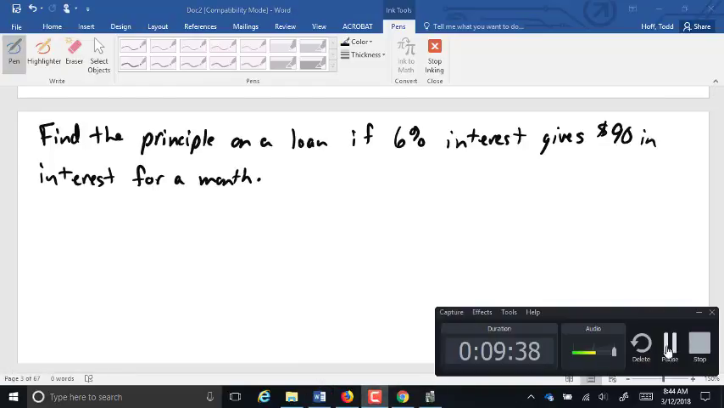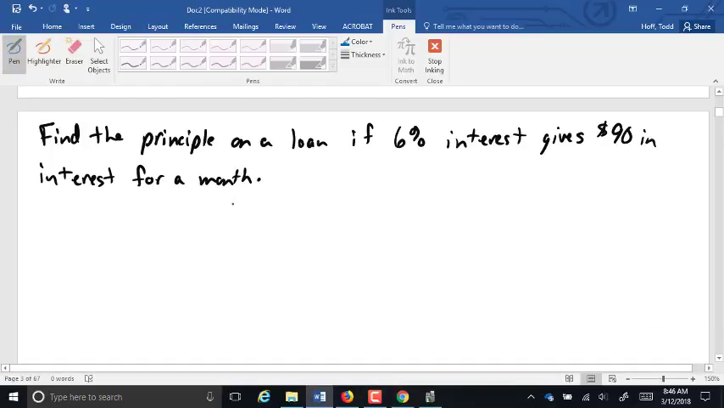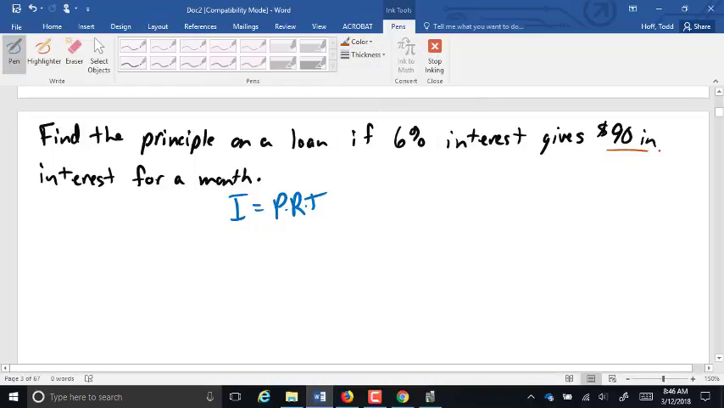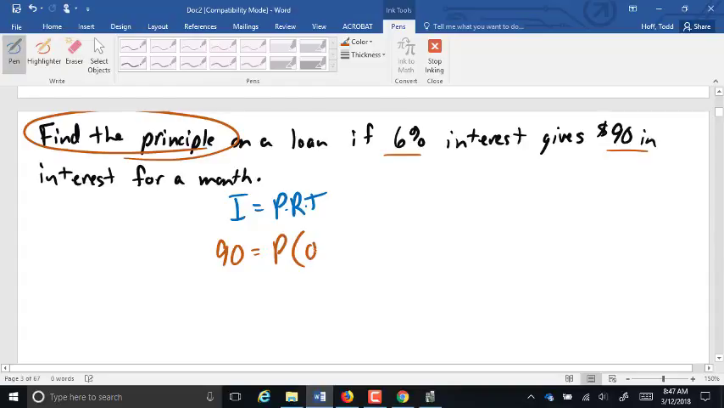I'm going to have you guys try that one quick. So once again, I equals PRT, principal times rate times time. We know the interest of $90. This time we're looking for the principal. Our rate, 6%, so 0.06. And our time for a month, how do we write that in? 1/12. Very good.